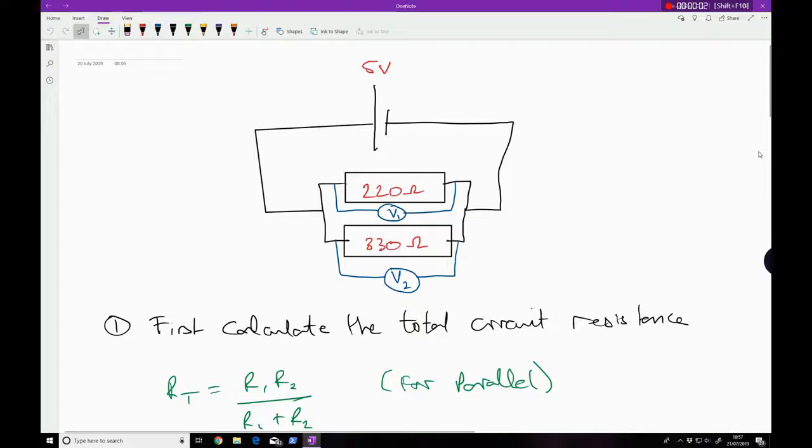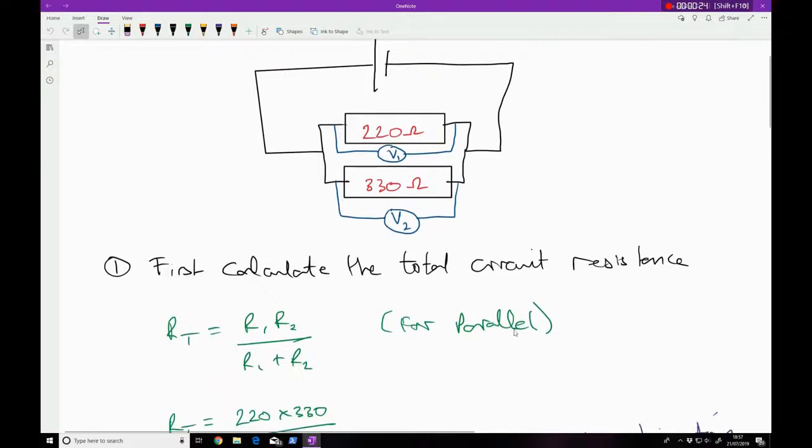So the next circuit is this simple parallel circuit with the 220 ohm resistor and 330 ohm resistor in parallel with each other. And we'll go through the same sort of problem solving or circuit analysis as we did with the series circuit. So we first of all calculate the total circuit resistance, and we use this parallel combination expression, which I've already written here.